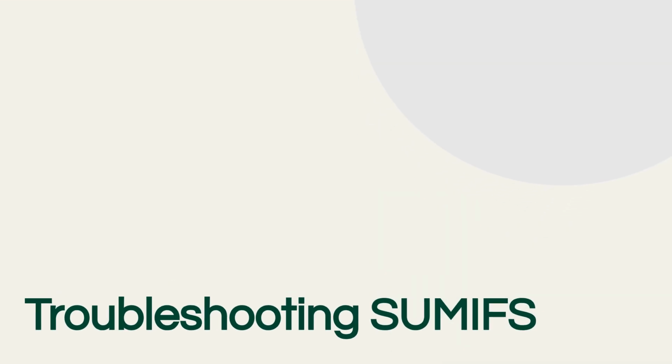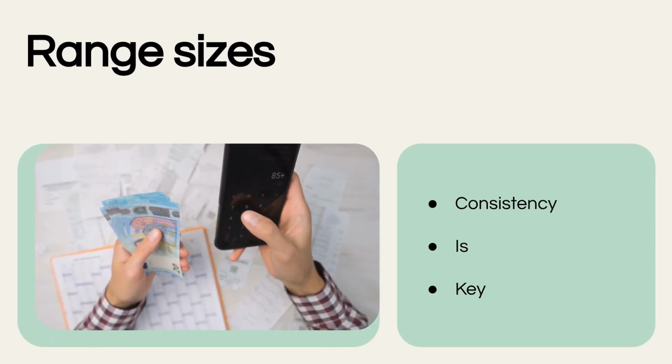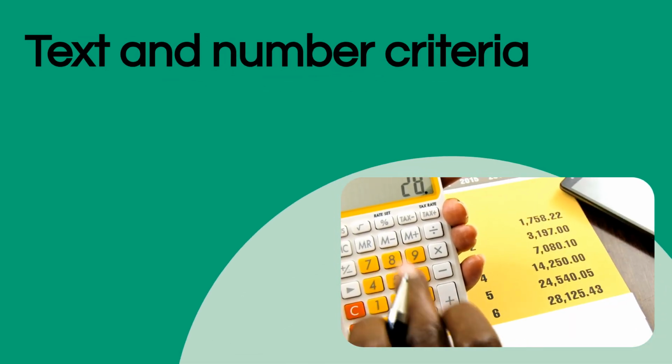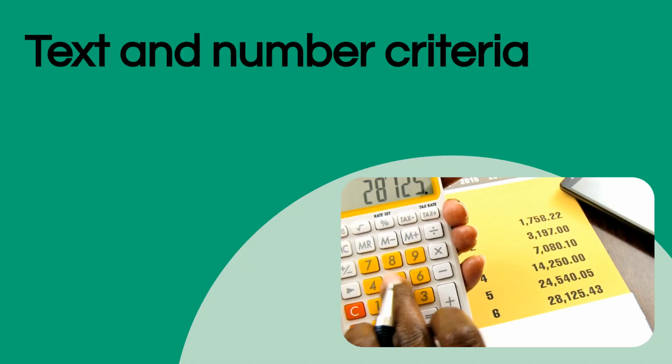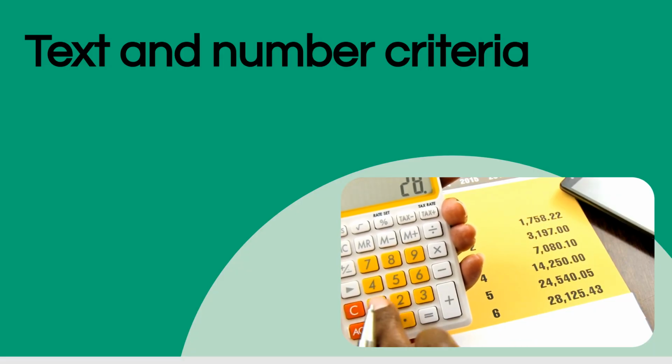Here are some common mistakes and how to troubleshoot them. A crucial rule is that all criteria ranges and the sum range must be the exact same size, otherwise Excel will return an error. Remember to enclose text criteria within double quotes. Numerical criteria, unless combined with an operator, do not require quotes.